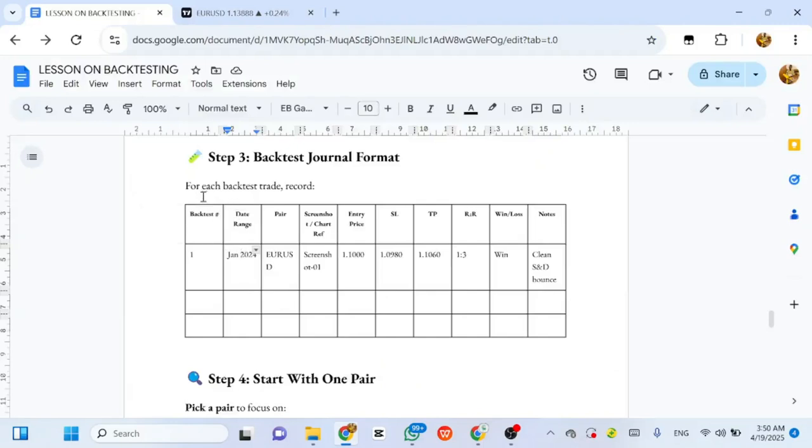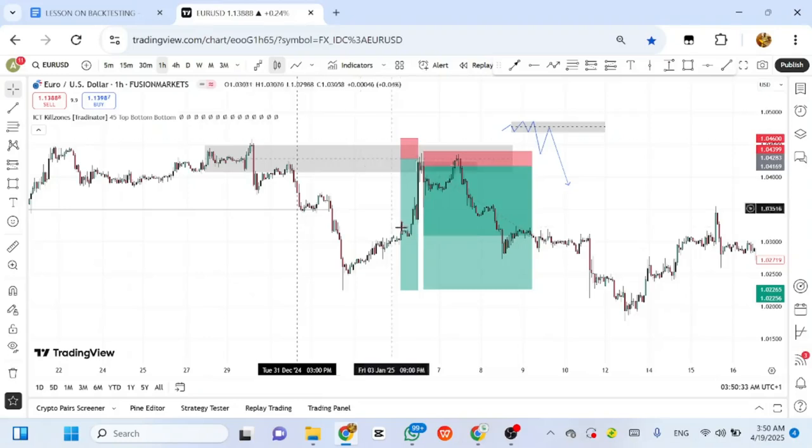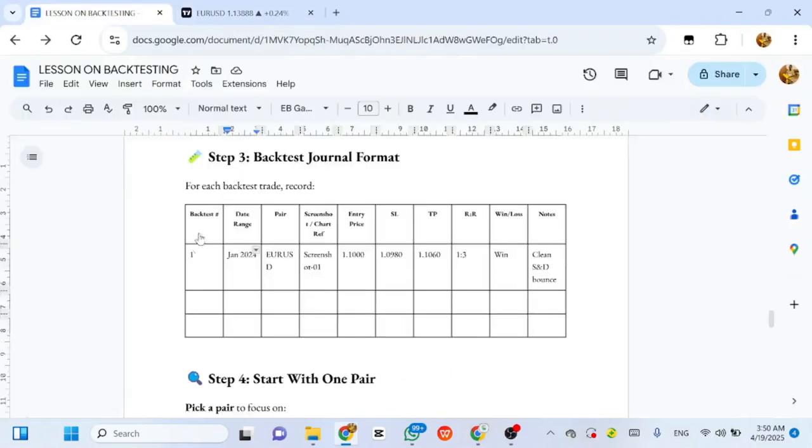So maybe at the top of this might be January, testing for January to April, or maybe just testing January. So now this will be January. You don't need to put January, you just need to put 6. What is this? 6 January. So date range 6 January.